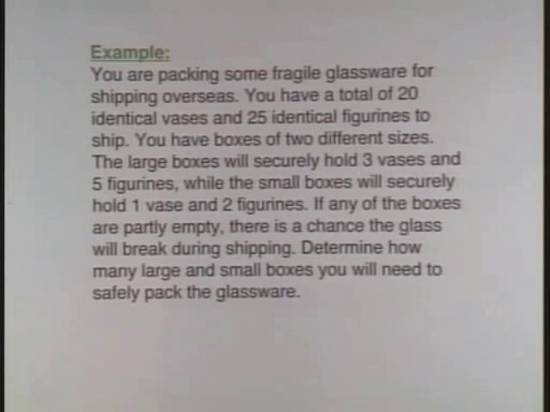You are packing some fragile glassware for shipping overseas. You have a total of 20 identical vases and 25 identical figurines to ship. You have boxes of 2 different sizes. The large boxes will hold securely 3 vases and 5 figurines, while the small boxes will securely hold 1 vase and 2 figurines. If any of the boxes are partly empty, there is a chance the glass will break during shipping. Determine how many large and small boxes you will need to safely pack the glassware.